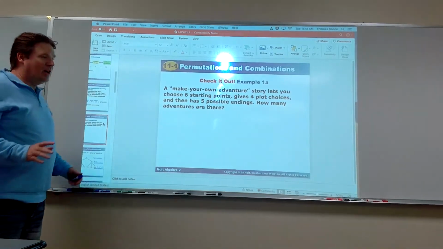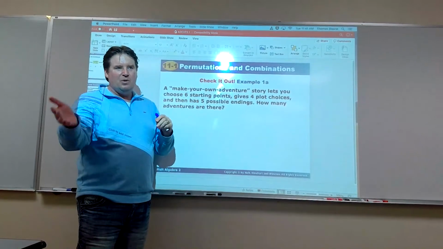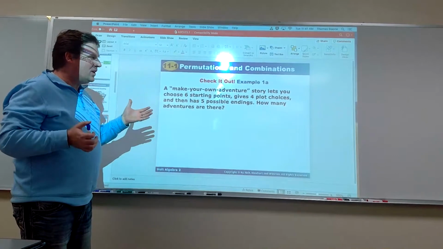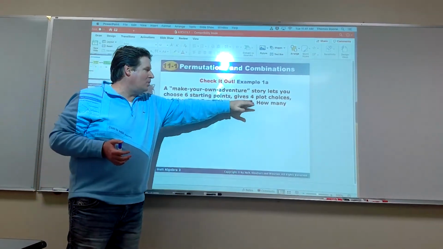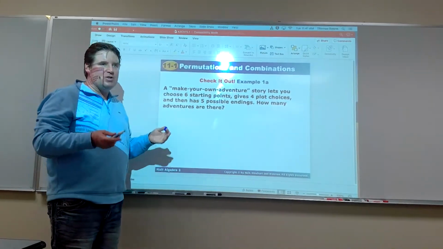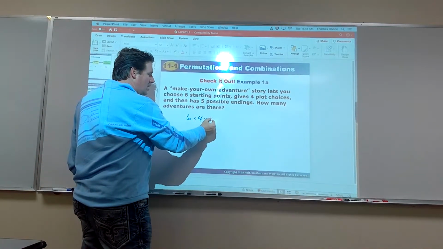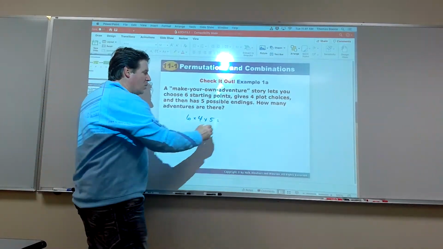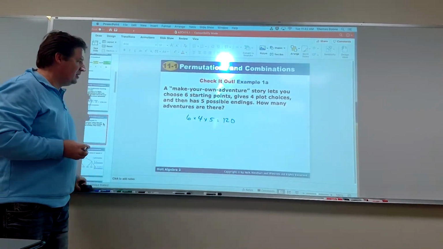Now, those make-your-own-adventure books. Those books are so great. When I was younger, you'd go through and it would say, if you want to take this path, go to this page. We've all seen those before. This one book has lots of different stories you could get. We have 6 starting points, 4 plot choices, and 5 possible endings. If we want to know how many different adventures are in this one book, we take 6, multiply by 4, and then multiply by 5. Altogether that's 120 different stories in one book. Boy, you got your money's worth there, didn't you? Good deal.